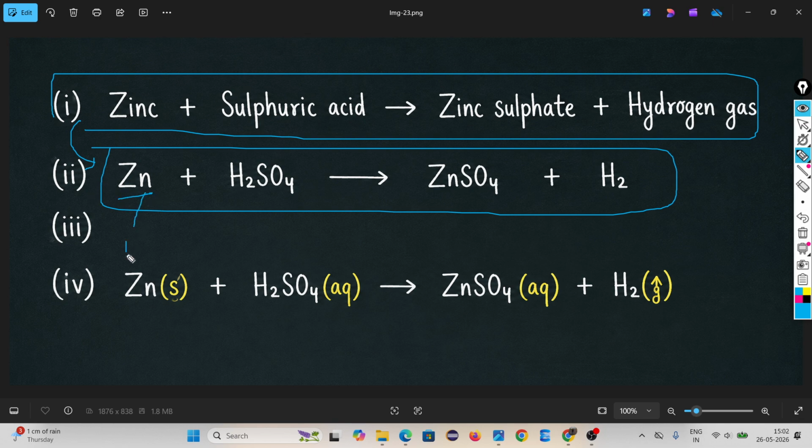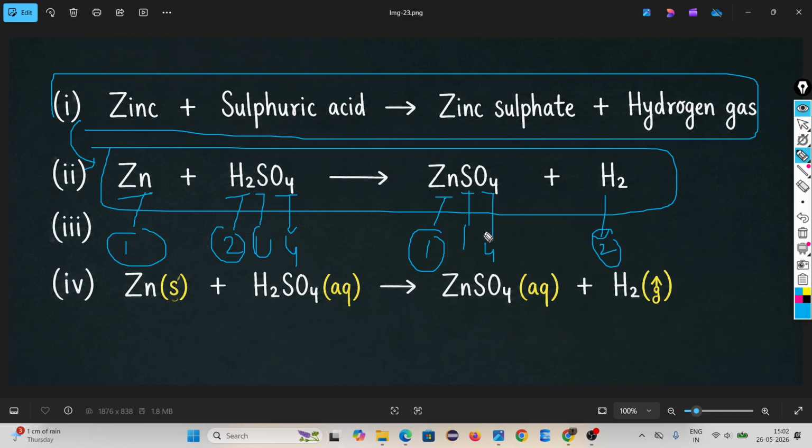After the skeletal equation, look at balancing. How many zinc are there? 1. How many hydrogen? 2. How many sulfur? 1. How many oxygen? 4. On the other side, zinc 1, sulfur 1, look at the subscript, oxygen 4, hydrogen 2. Zinc 1, correct. Hydrogen 2, sulfur 1, oxygen 4. That means it is already in a balanced form. Then make it informative.